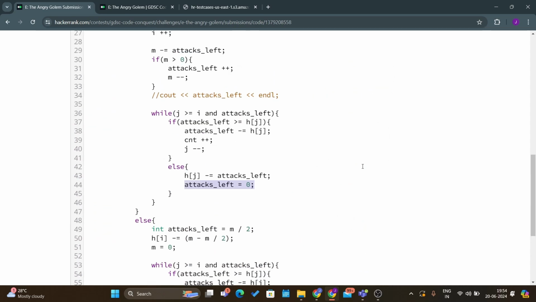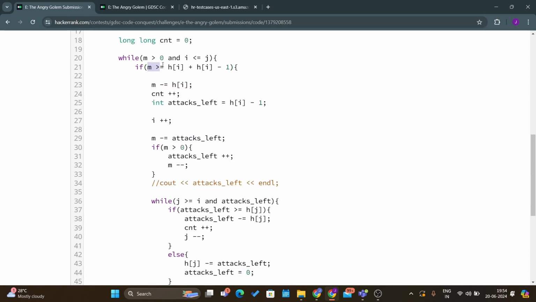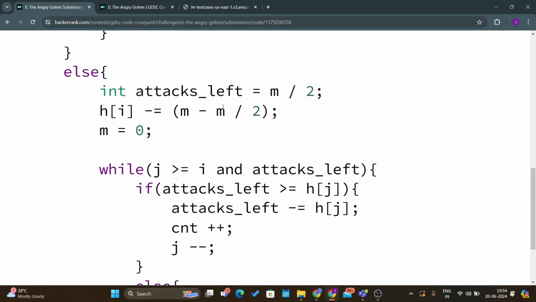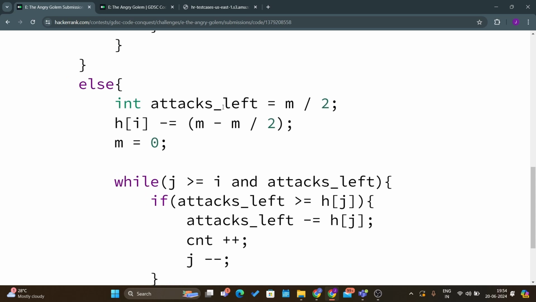Now the else statement is the condition where this doesn't hold. In the else statement, we know that we cannot crumble the ith fortress. So the attacks that we have left is m by 2. We will use this m by 2 attacks to crumble the fortresses from the back, and we will apply m minus m by 2 operations on the ith fortress.